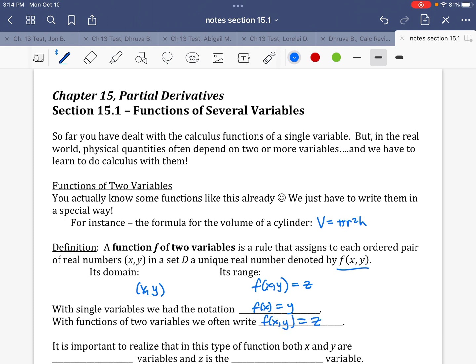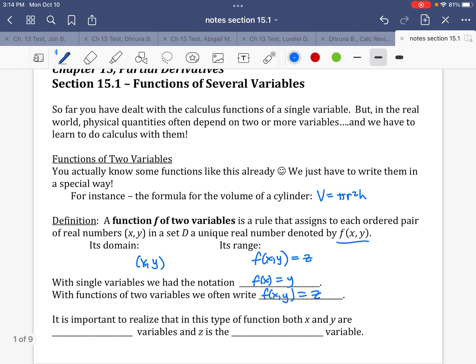So basically the idea here is that f of x, y is the replacement for that, kind of like f of x was y. So it's important to realize that for this type of function, both x and y are independent variables, and z is your dependent variable.